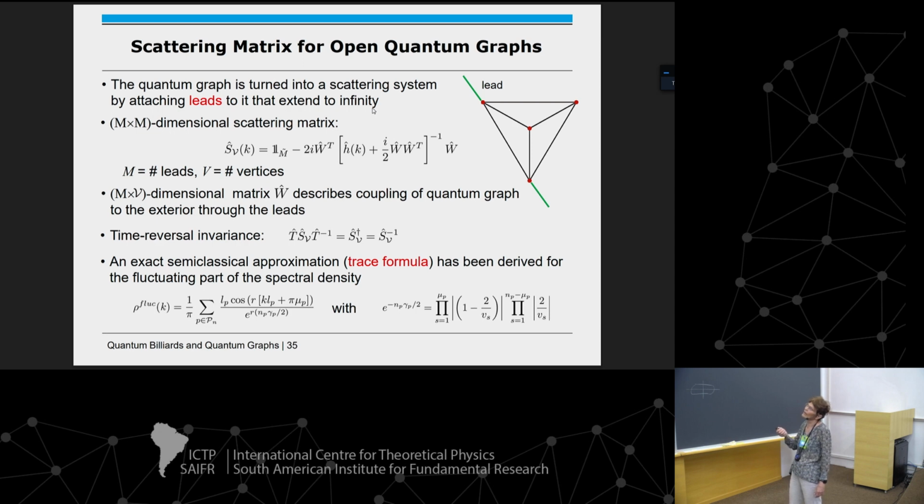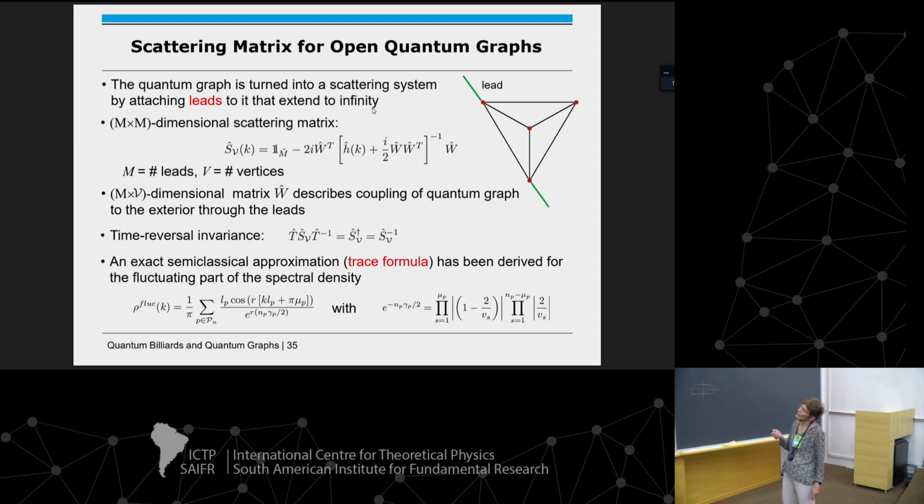There are different ways to define it, and here I define the scattering matrix when you have m leads attached to a quantum graph which consists of v vertices. Then you have an m times m scattering matrix, which can be written in this form. This has exactly the same form as the scattering matrix of quantum chaotic scattering which you would get from random matrix theory. It's Verbaarschot, Weidenmüller and Zirnbauer, the so-called Heidelberg approach, about which I won't speak, but it has exactly the same form.